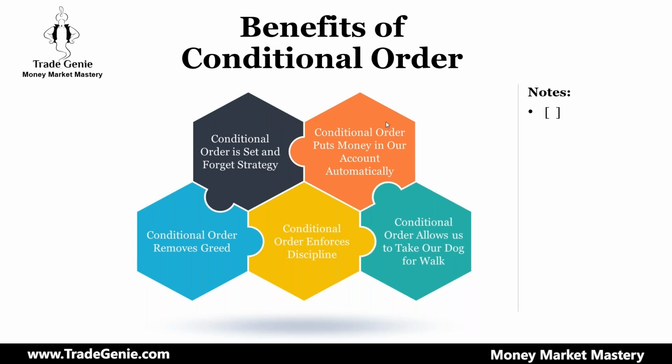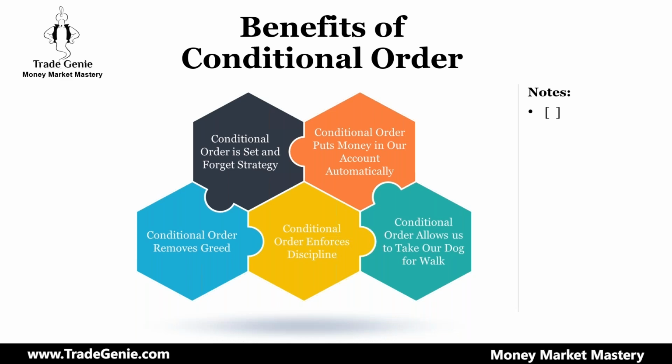So number one, a conditional order puts money in our account automatically. There are some advantages of conditional orders. When the stock hits 155, your order is executed at market price, and it's out. This conditional order is very effective when the market is either very bullish or bearish, and you have multiple positions. And maybe it's also good when you have multiple targets.